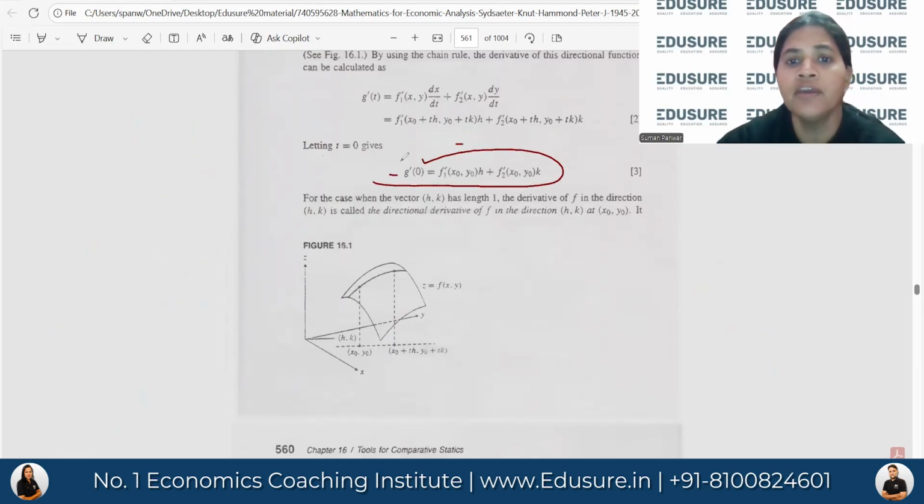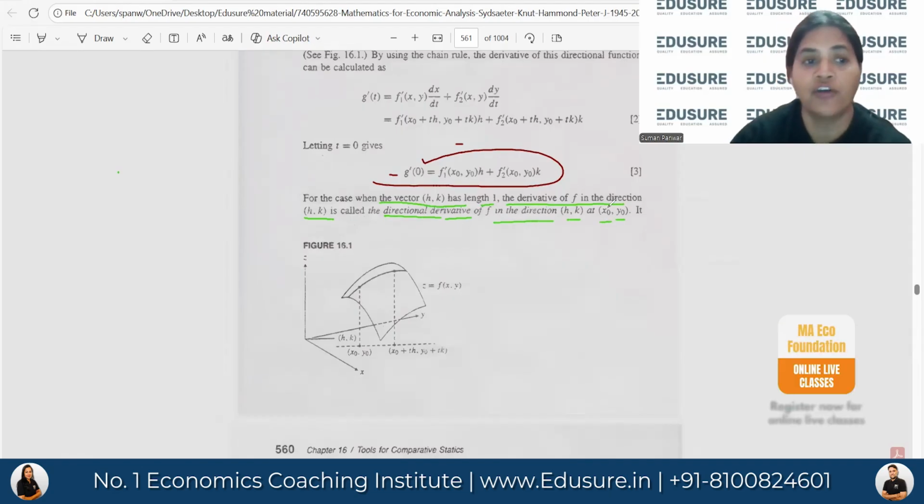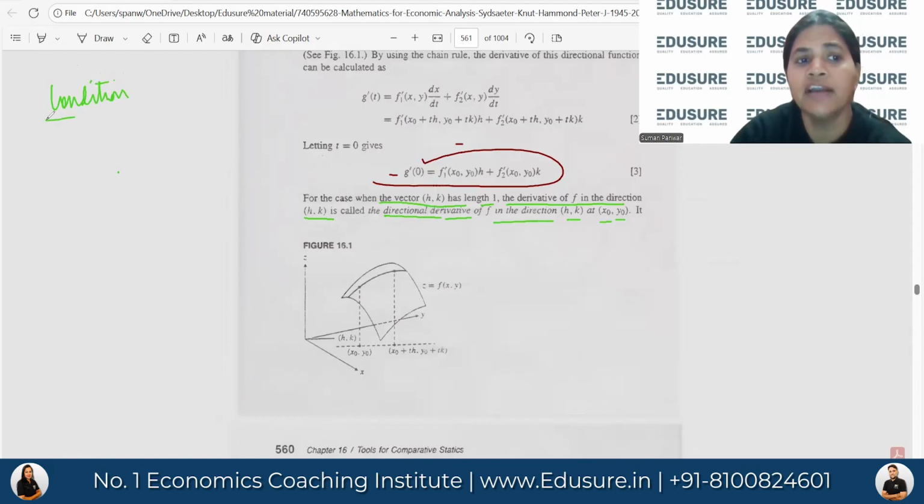Okay, now when are we going to have a directional derivative? Let us understand the condition. The condition is, for the case when the vector hk has length 1, the derivative of f in the direction hk is called the directional derivative of f in the direction hk at x naught y naught. So what is my condition? The condition is that the magnitude of h comma k should be equal to 1. What is the magnitude of a vector? The magnitude of a vector is its length.